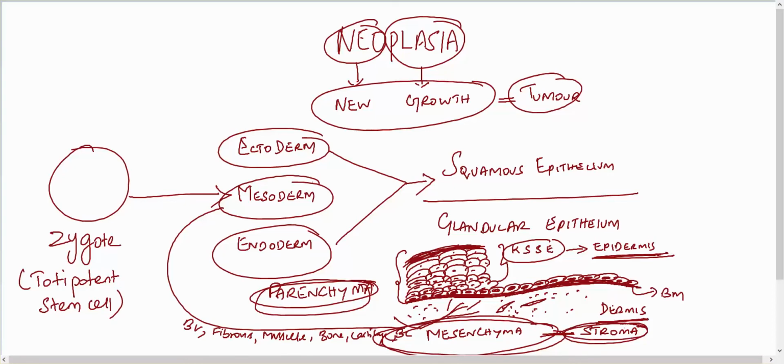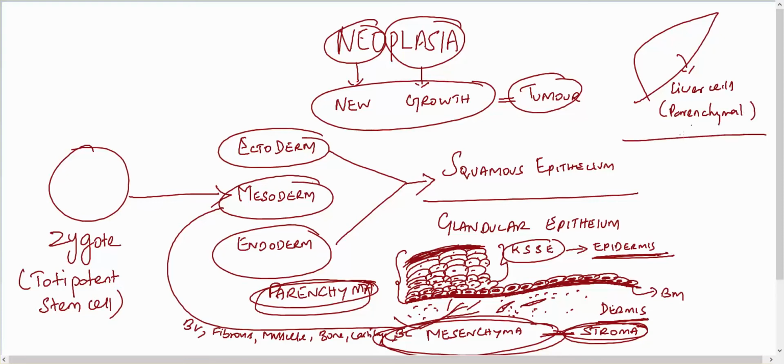You should understand these basic terminologies, parenchyma and mesenchyma. If you take any tissue, it has a parenchymal component and a mesenchymal component. If you take the liver, the liver cells are the parenchymal component. The blood vessels, connective tissues and macrophages in the liver are called the mesenchymal component.